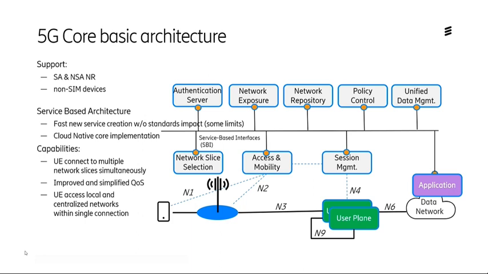Improved and simplified quality of service compared to 4G, and the ability to access networks through a local distributed data center, for example, or through centralized networks or a centralized cloud data center.